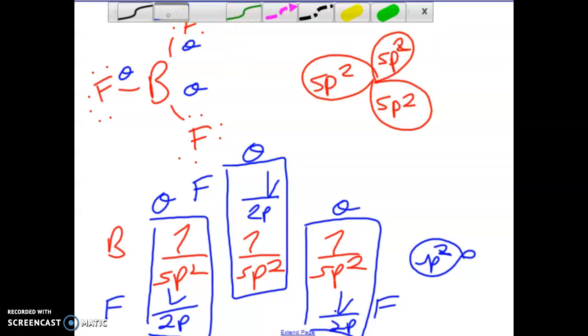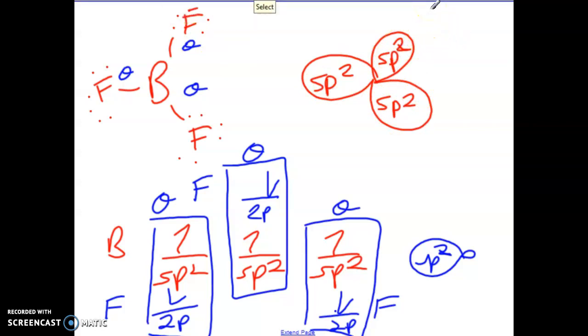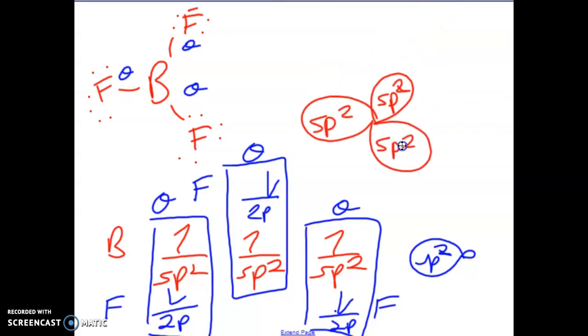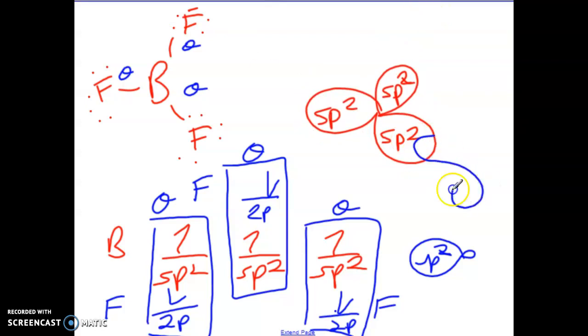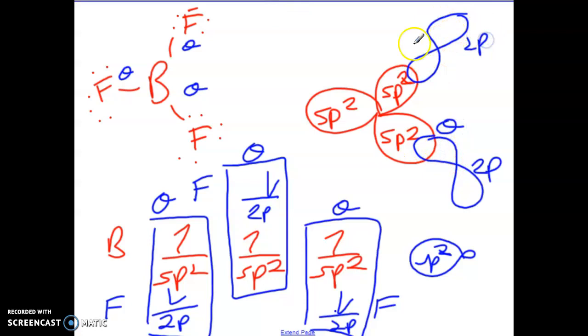Okay, now what's overlapping with it? It's not hydrogen this time, but it's going to be fluorines, right? The 2p. So here is a 2p from fluorine, right? There's a sigma bond. Here's another 2p from a different fluorine. And here is my last fluorine 2p. So there are 3 2p's because each one is from a different fluorine and they are overlapping with sp2.